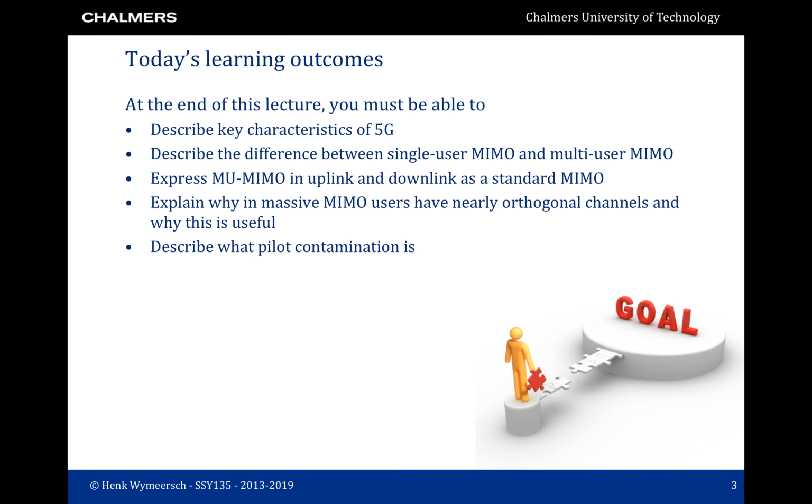The learning outcomes for today are the following. You should be able to describe the key characteristics of 5G, the difference between single-user and multi-user MIMO, express multi-user MIMO uplink and downlink as a standard MIMO problem, explain what Massive MIMO is and why it is beneficial in terms of orthogonal channels, and also describe what pilot contamination is.